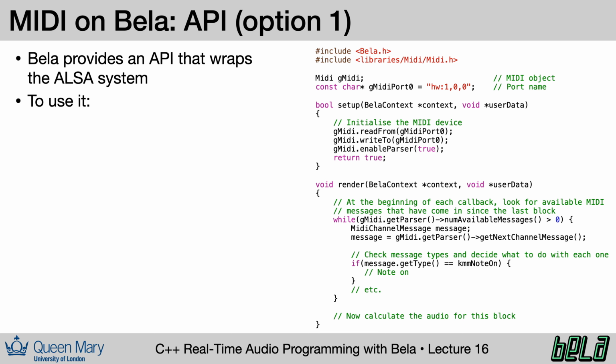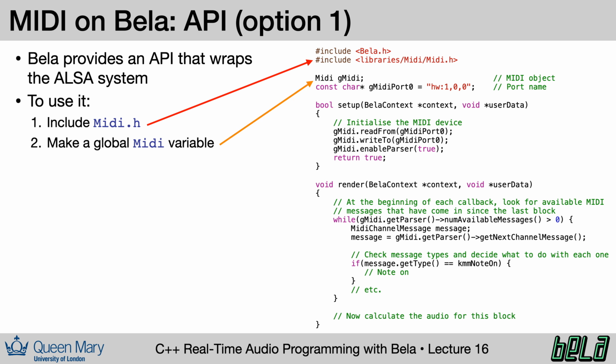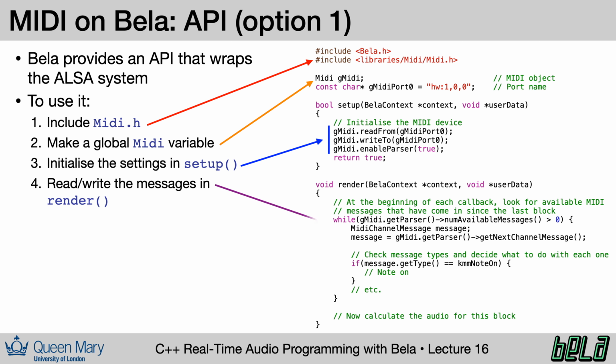There are a few things we need to do to use MIDI in our Bela programs. First, we need to include the MIDI library. Second, we need to make a global variable of type MIDI. This is the object that will handle all of our MIDI communication. Third, we need to initialize that object inside of our setup function. We'll tell it which ports to use and other settings that we need to get started.